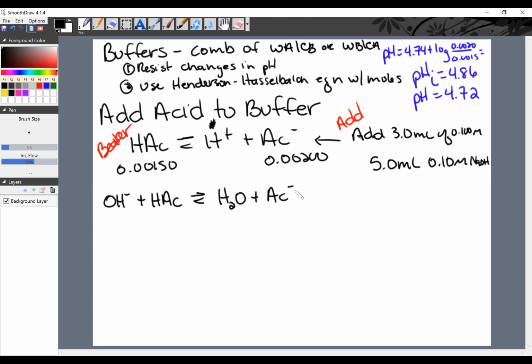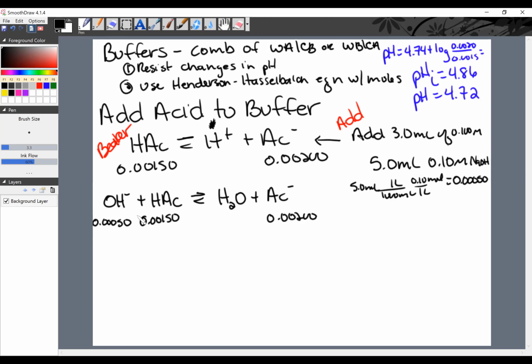Well, how much acetic acid did you start with? I think I'm still going to be buffered, so I'm going to stay in moles. So 0.00150 and 0.00200. And then that begs the question, how much sodium hydroxide did I add? So my 5 mils converted should be 3 zeros, 1, 2, 3, and a 50.